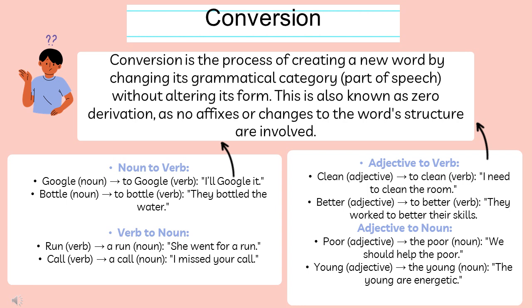Alright, and also for adjective to noun, for example, we have the adjective poor, and we change this adjective to the noun the poor, and we say, for example, we should help the poor. And also for the adjective young, we change this adjective to the noun the young, and say, for example, the young are energetic. And that's how we use conversion.